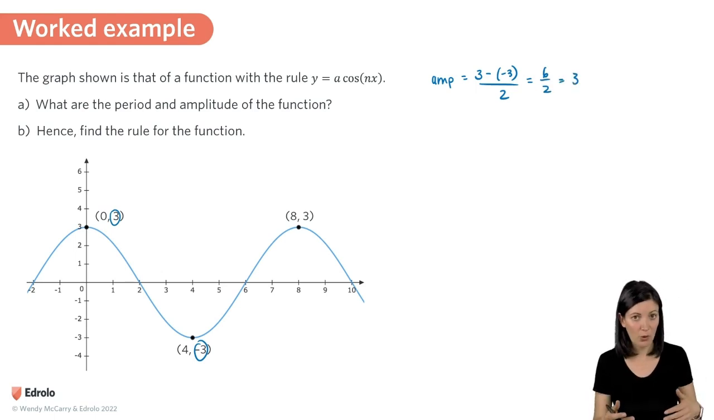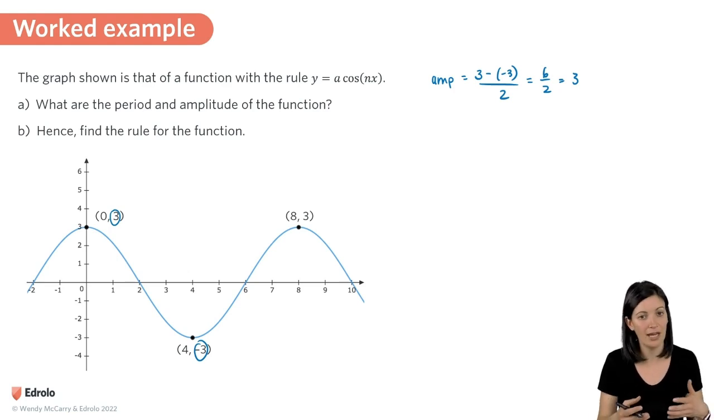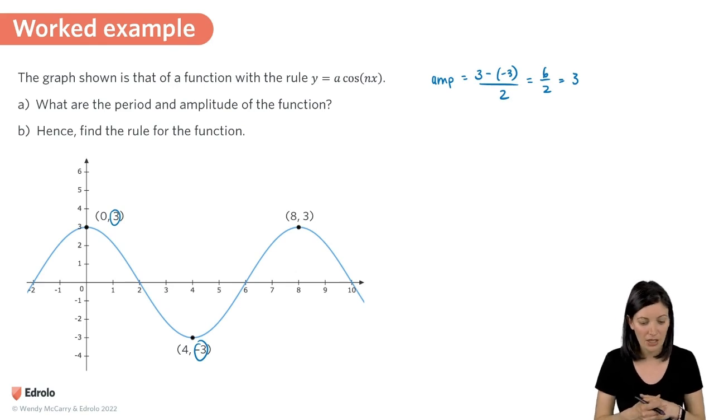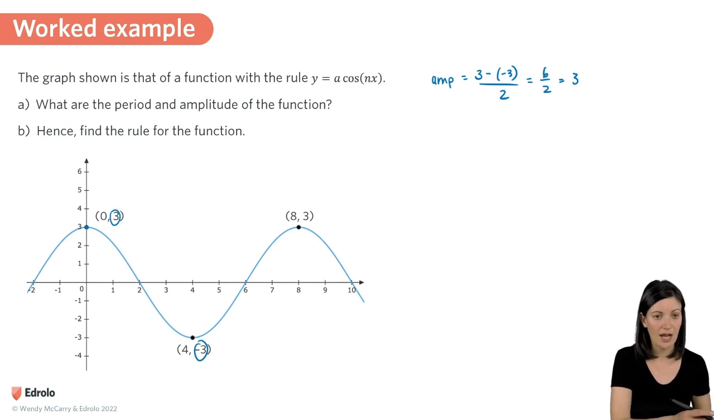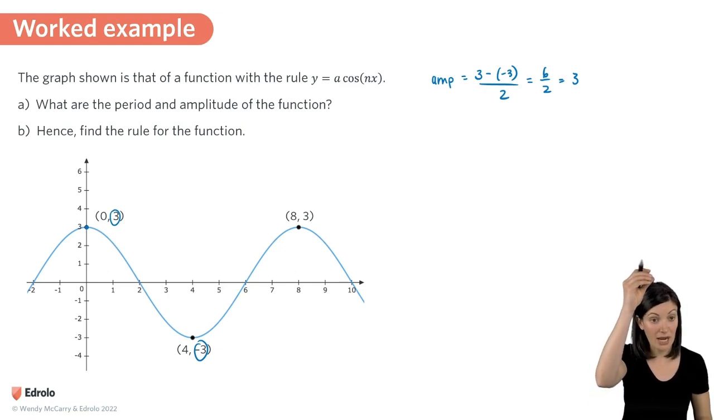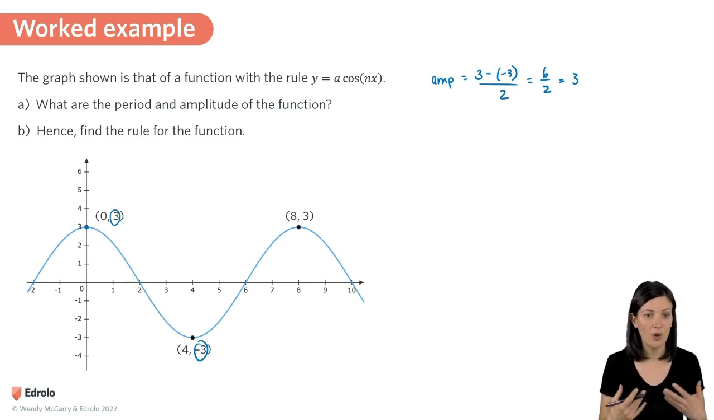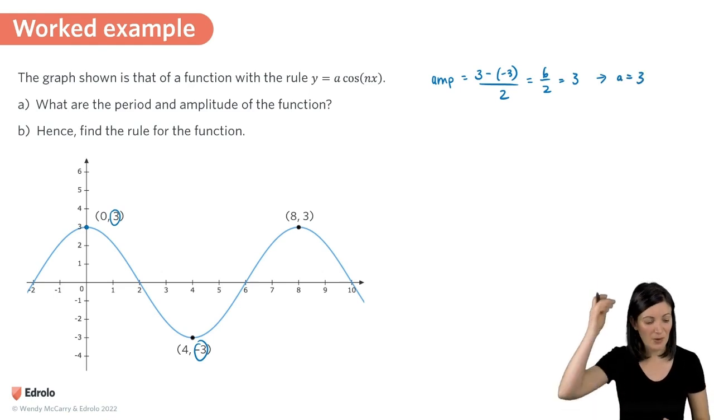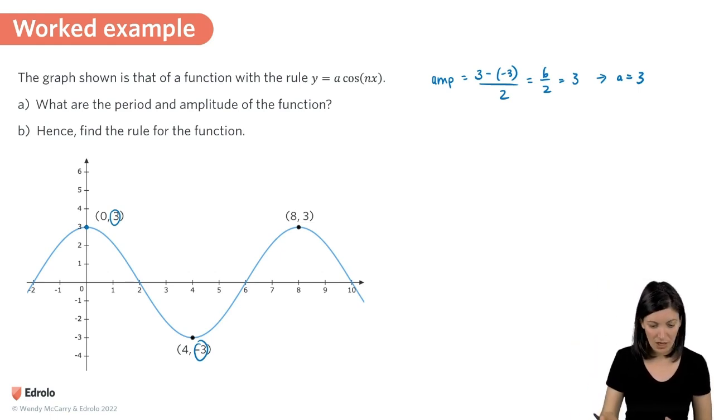Now, you probably could have just looked at that graph and said, oh, the amplitude is 3 just by looking at it. But just in case it's not that clear for you, that's how you would use the formula. Okay, so we can see that because it's a cosine graph and it's starting at the maximum value, it's not been reflected. So we know that A in our rule is 3.